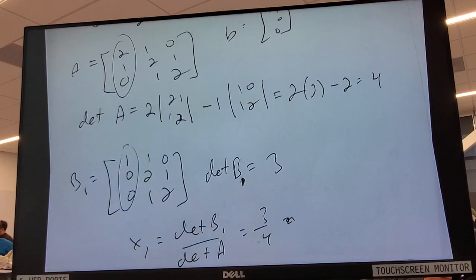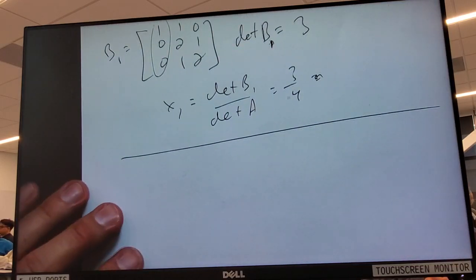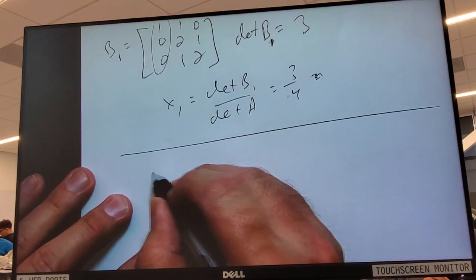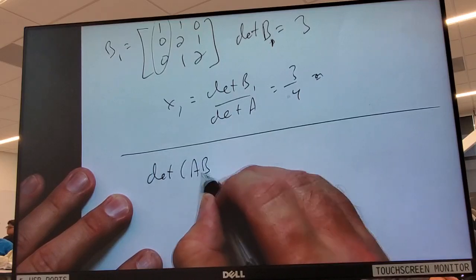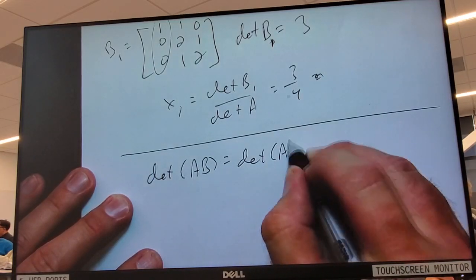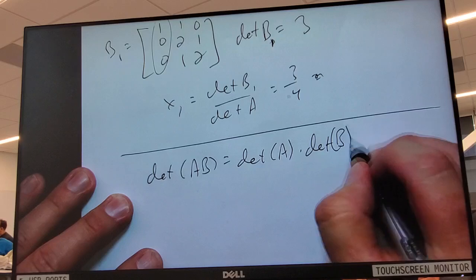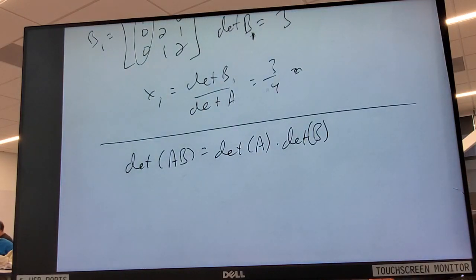Oh, and one little thing I used in this. Oh yeah, we already talked about that. So just remember that the determinant of AB is the determinant of A times the determinant of B. And you can extend that to A, B, C, and so forth. It's kind of crazy. Okay.